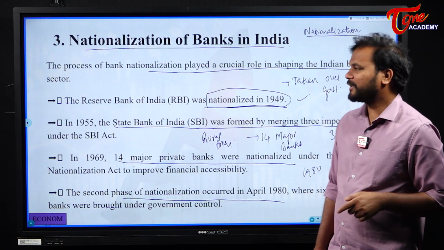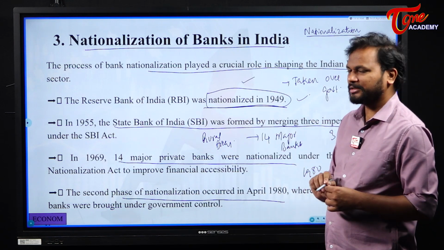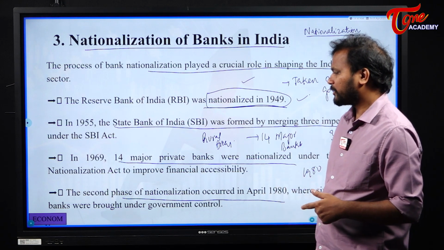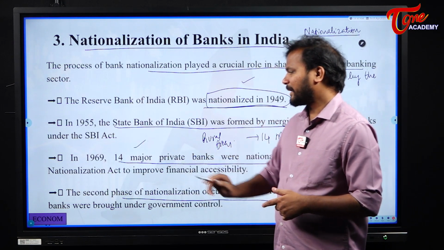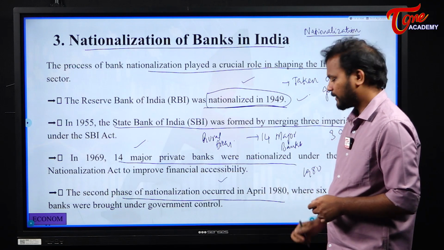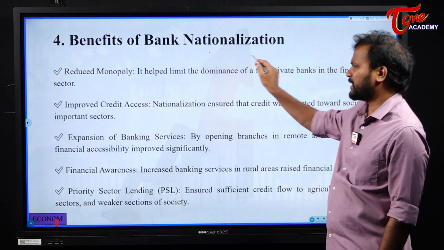Now, the possible areas of question in this slide would be the year of the nationalization, the advantages of the nationalization, or how many banks were nationalized in the year 1969 and the second phase. Clear? Next. Now, benefits of bank nationalization.